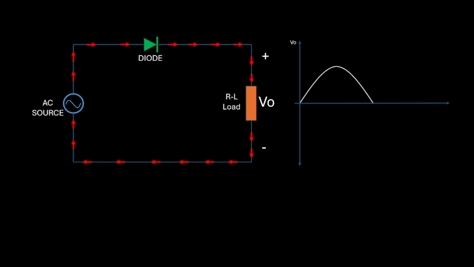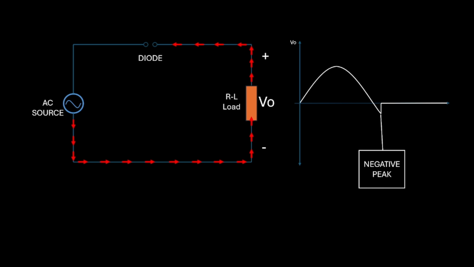During the positive half cycle, the diode is forward biased, allowing current to flow through the RL load. The output voltage, shown in the waveform on the right, follows the positive half of the AC input, creating a positive half-wave rectified signal. During the negative half cycle, the diode is reverse biased, and current is blocked from flowing through the RL load. However, the inductor, which resists changes in current, generates a negative voltage peak. This is due to the back EMF produced by the inductor, as it tries to maintain the current flow, resulting in the observed negative peak.